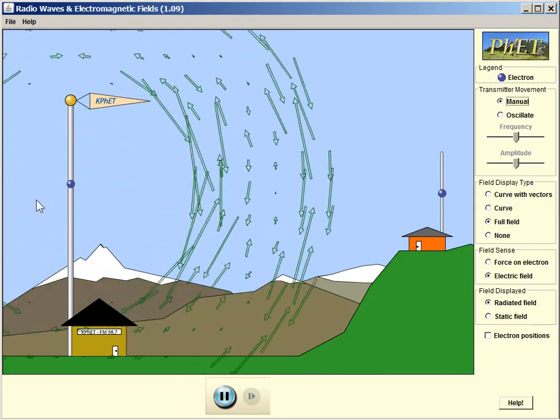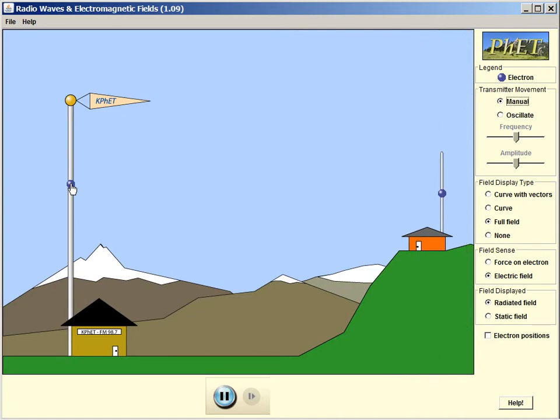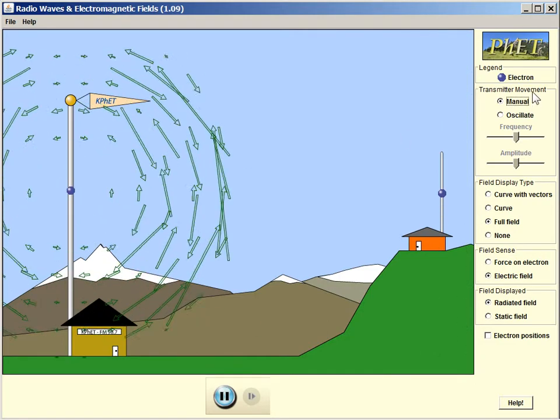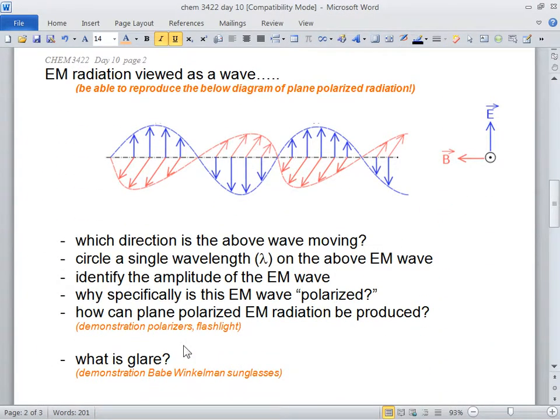If I got it to oscillate at different frequencies, maybe you can get it to a region where you can see it. So here's our wave. This is plane polarized radiation. All light is composed of this stuff. It looks like the electric field is blue and the magnetic field is red. Which direction, Mel, is this wave moving?